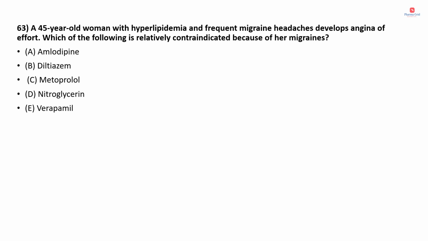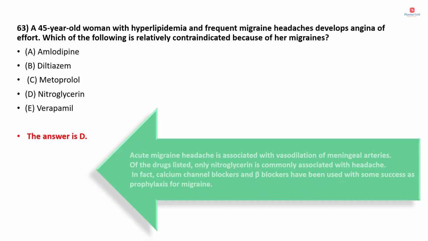So here we need to find out the drug that is contraindicated in migraines. Okay, drug that can be used for angina, but here the patient has got hyperlipidemia, migraine as well as angina. So we need to find out the drug that cannot be used in this particular patient because of migraine. So among these options, amlodipine is a calcium channel blocker, diltiazem and verapamil are non-dihydropyridine calcium channel blockers, metoprolol is a beta blocker, and nitroglycerin is an anti-anginal drug. So here the drug that is contraindicated is option D, that is nitroglycerin.